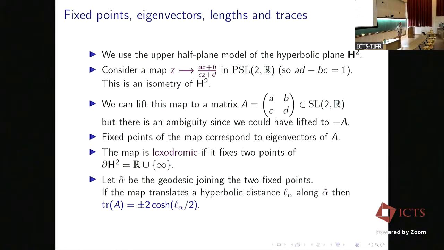And so if alpha is my curve on my surface, which I'm thinking of as the geodesic representative, then I'm going to call alpha tilde the lift to the hyperbolic plane, thinking of the tilde as being like the universal cover symbol. Alpha tilde is the geodesic fixing the two fixed points of my loxodromic map, and that map will translate a hyperbolic distance L alpha along this geodesic, and there's a nice relation between the trace and the hyperbolic length.